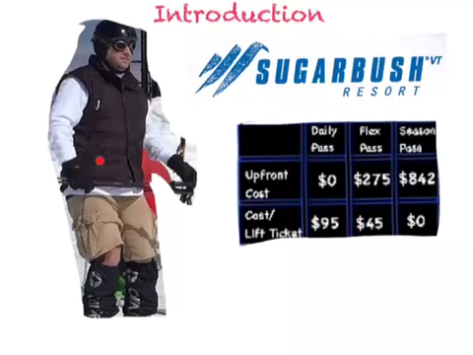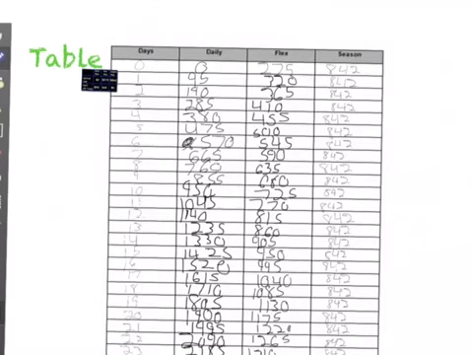Gary here wants to go skiing at Sugarbush, Vermont, but he doesn't know which ticket to buy. Let's help him figure out which tickets he wants to buy. Here is a table that shows for how many days each of the tickets cost.